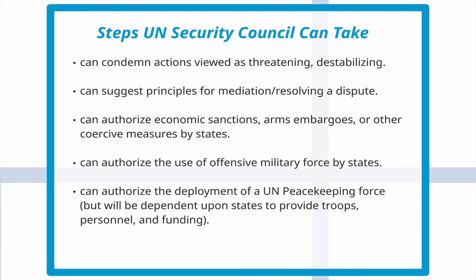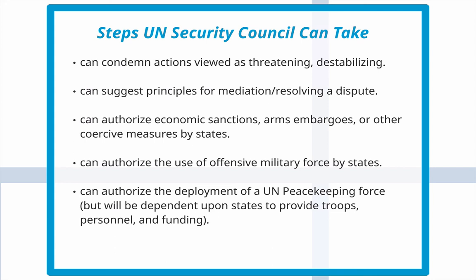So what are the steps that the UN Security Council can take? They can engage in formal condemnation of actions that they view as threatening or destabilizing. So you can be rebuked publicly by the UN Security Council if you're doing something that's threatening the international community. They can suggest principles or frameworks for mediating or resolving a dispute. So if two countries are careening towards war, or it looks like a civil war is going to break out in a country, they can suggest potential principles for how you would resolve that dispute.